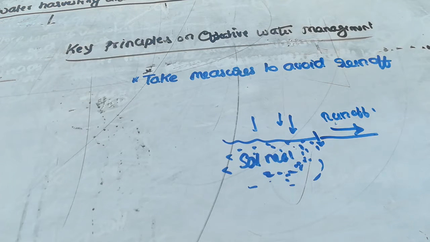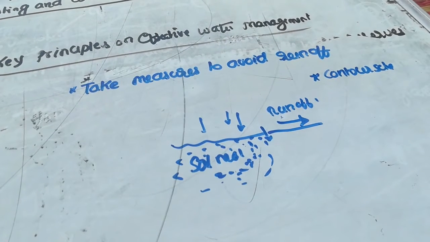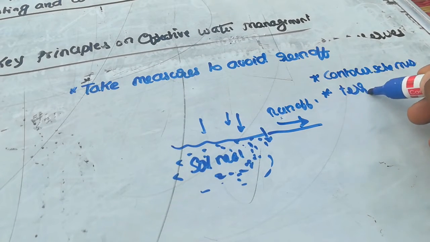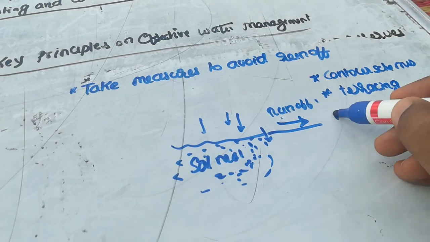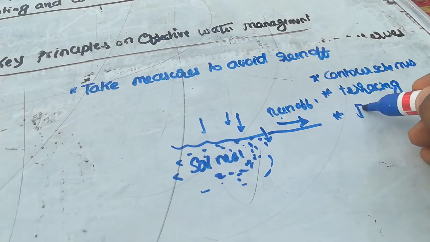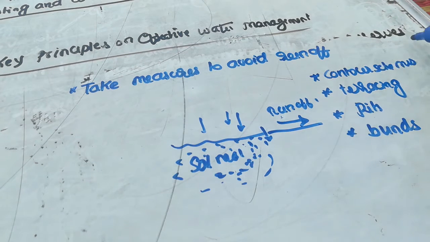To make structures, different structures called terracing, pits, and bunds can reduce it. We can make contour bunds, contour schemes, and the next one is terracing. The next one is pits, and the next one is bunds. Using all these techniques, we can reduce the runoff.